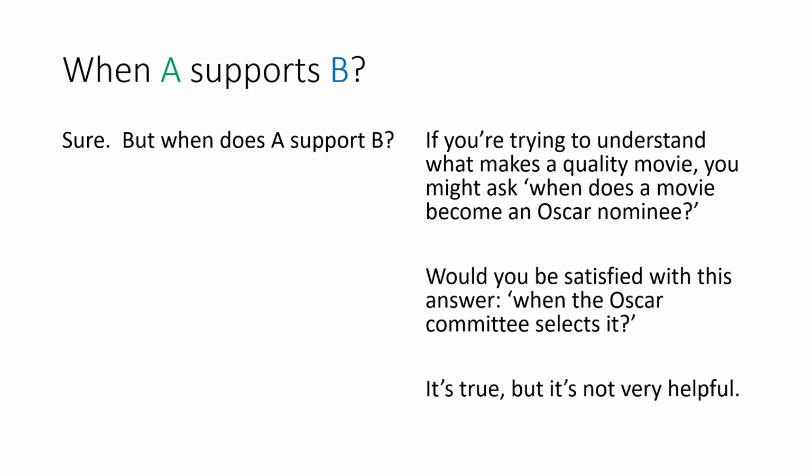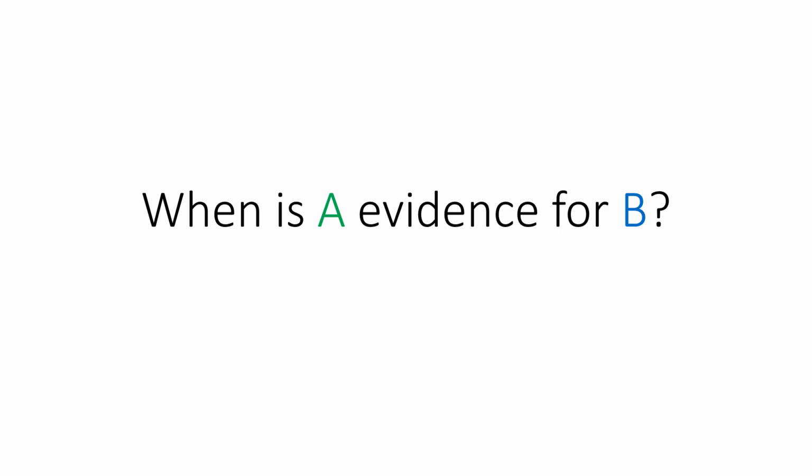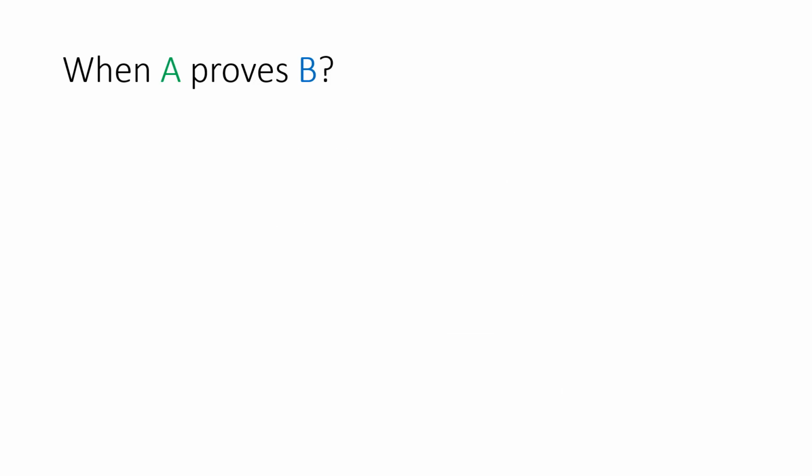If you're trying to understand what makes a quality movie, you might ask, when does a movie become an Oscar nominee? If I answer, when the Oscar committee selects it, would that get to what you're asking? My answer is correct, but it's not very helpful for understanding the question you were really asking. When is A evidence for B? When A proves B?